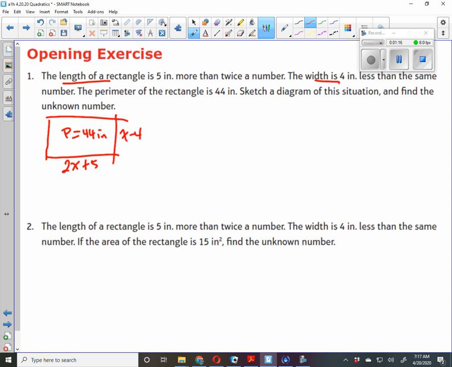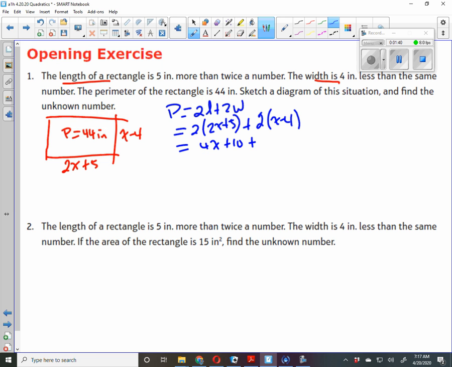We know that our formula for perimeter is 2 times the length plus 2 times the width. So 2 times (2x plus 5) plus 2 times (x minus 4), which gives 4x plus 10 plus 2x minus 8. And we know this all equals 44. And now we can go ahead and solve.